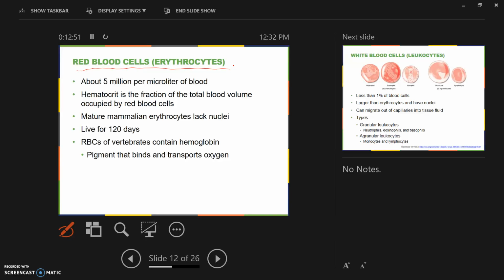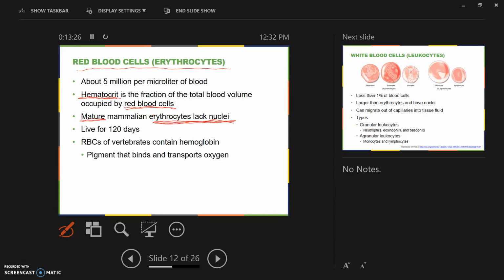We take a measurement of blood called the hematocrit. The hematocrit is the fraction of total blood volume occupied by red blood cells. So it's the amount of red blood cells compared to the rest of the blood, the plasma, the white blood cells, and the platelets. Mature red blood cells, or erythrocytes, have lost their nuclei. They shed their nuclei, so they don't even have a nucleus. They also shed a lot of their organelles as well.